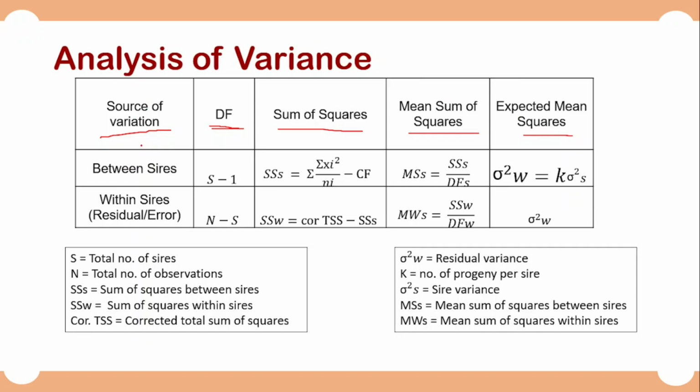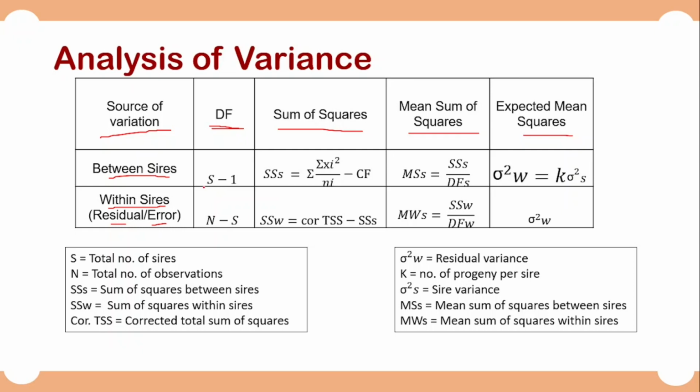First we will see what are the source of variations. So in this data set we have two sources of variation. One is between sires and the other one is within sire. Within sire source of variation is also sometimes called as residual or error. So we have two source of variation. One is between sires source of variation, and the second one is the within sires source of variation, which is also known as residual or error.